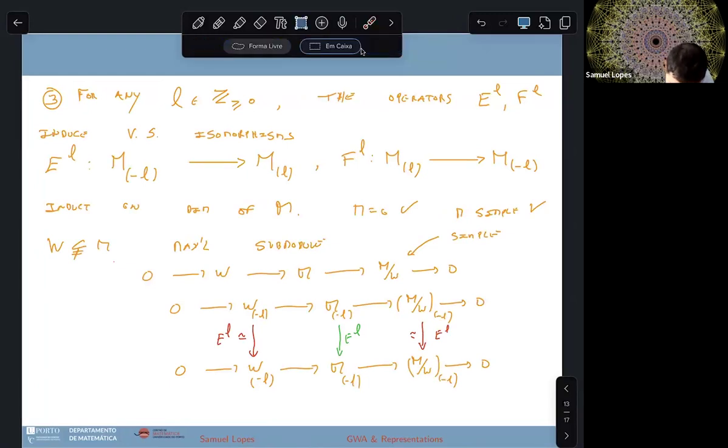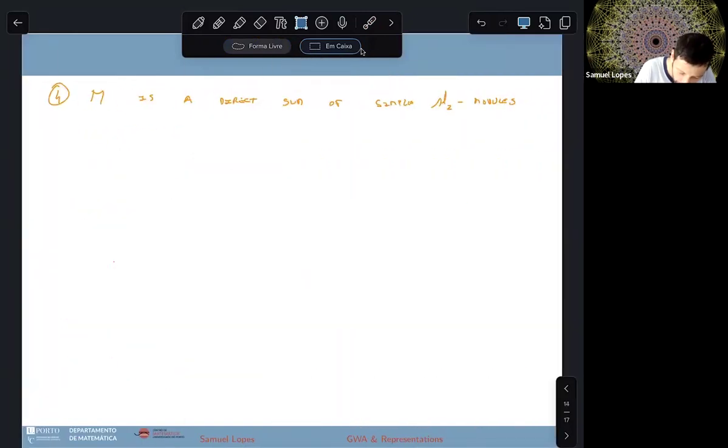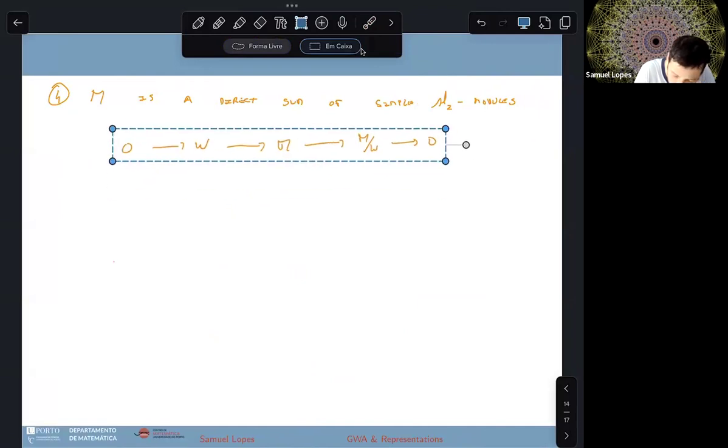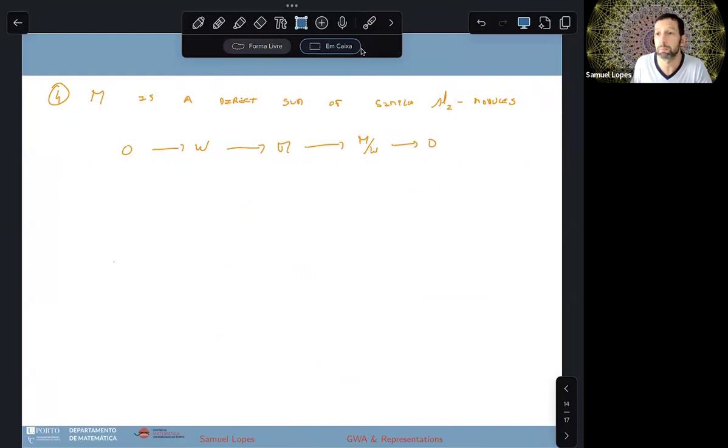So let me just cut. It's again a proof by induction. So I do the same thing as I did before. Okay, I'm proving this by induction on M. Of course, if M is 0, it's a trivial direct sum of simple modules. If M is simple, it's of course a direct sum of simple submodules.